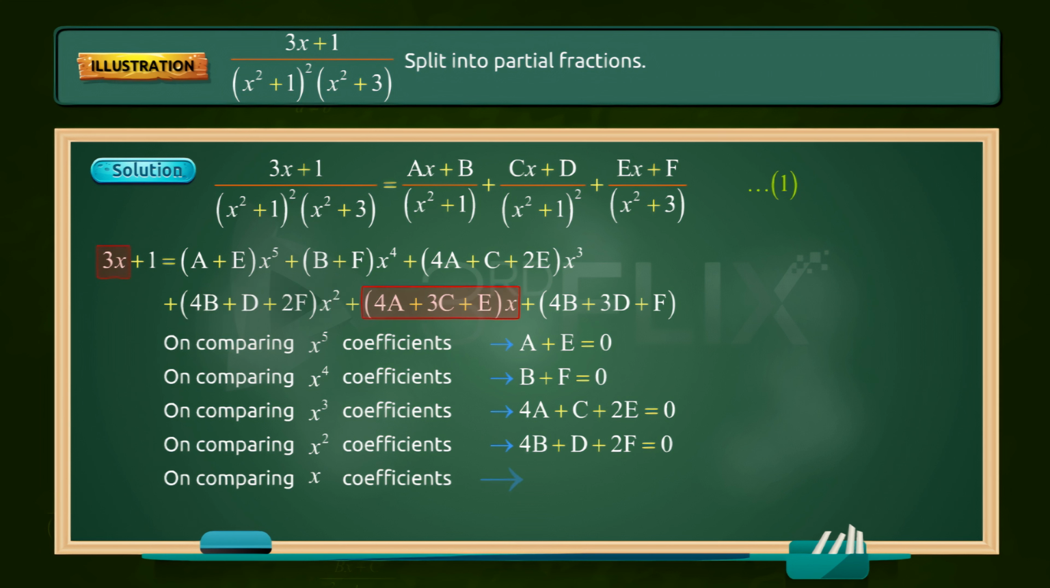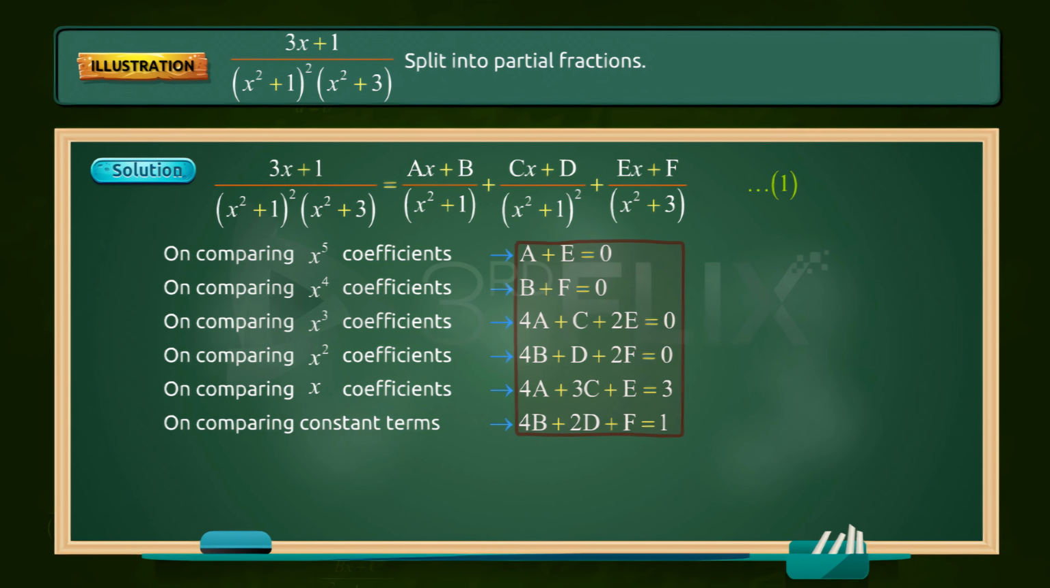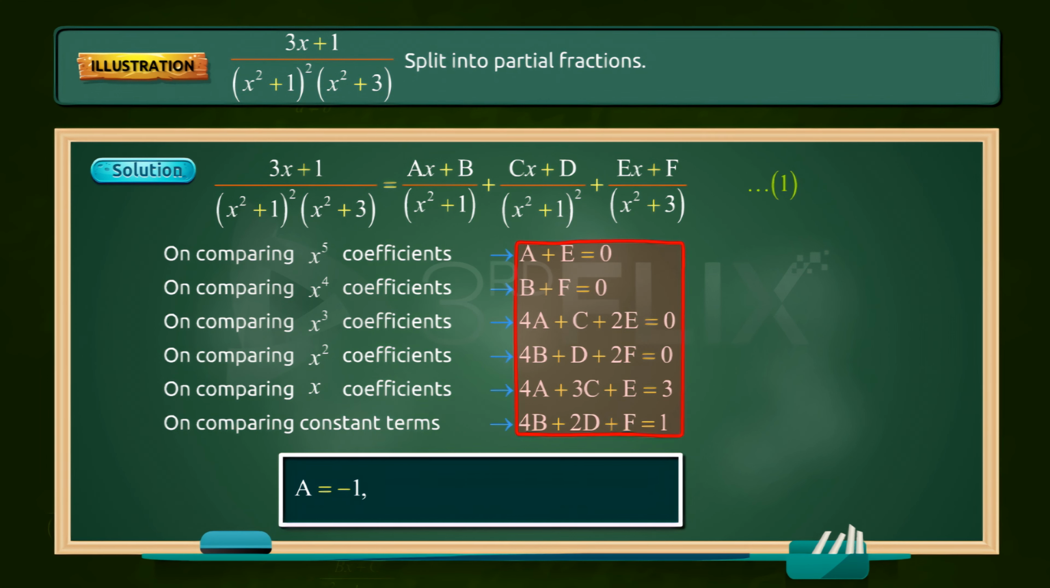Comparing x coefficients, we get 4a + 3c + e = 3. Comparing constant terms, we get 4b + 2d + f = 1. On solving these equations, we get the values a = -1, b = -1, c = 2, d = 2, e = 1, f = 1.